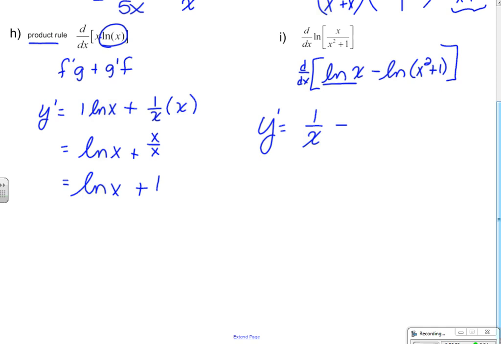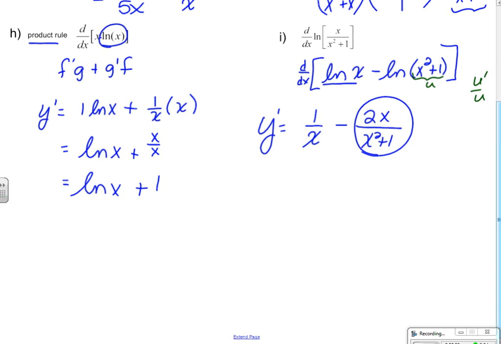Minus the derivative of the second thing, well, in my mind, I'm seeing this kind of as my u, right? So I'm going to have u prime over u as its derivative. So it's 1 over u, x squared plus 1. And then I need the derivative of u, which is 2x. Will this simplify? No. Nothing's going to simplify there. So we have a good answer.